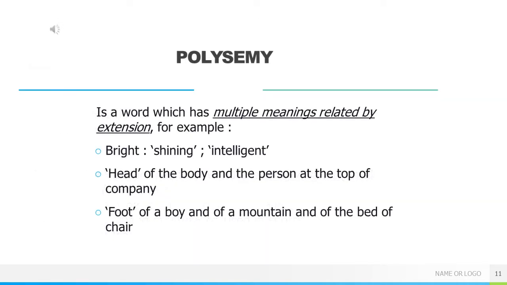Polysemy. Polysemy is a word which has multiple meanings related by extension. For example, bright can be shining and intelligent. Head can be of the body and the person at the top of a company. Foot can be of a body, of a mountain, and of the bed or the chair.